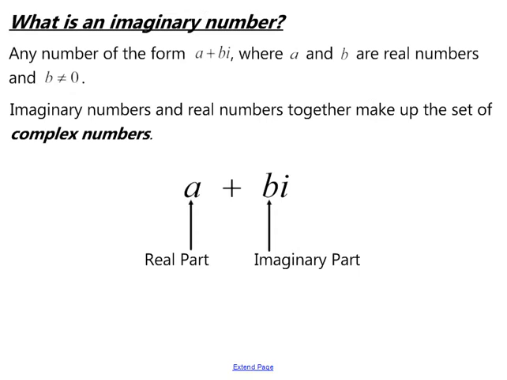Next, we want to talk about what an imaginary number is. Any number written in the form a plus bi, where a and b are real numbers and b does not equal 0. Imaginary numbers and real numbers together make up the set of complex numbers. So whenever you see a number in the form a plus bi, we have the real part, we have the imaginary part that has that i with it, and together they make up the set of complex numbers.